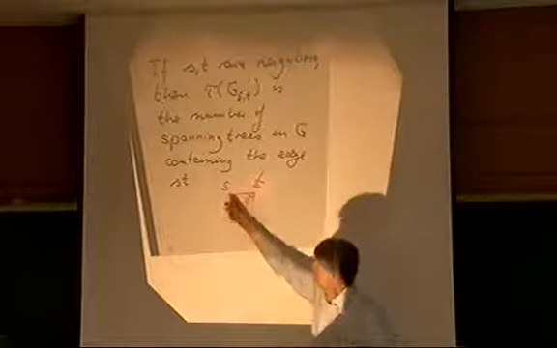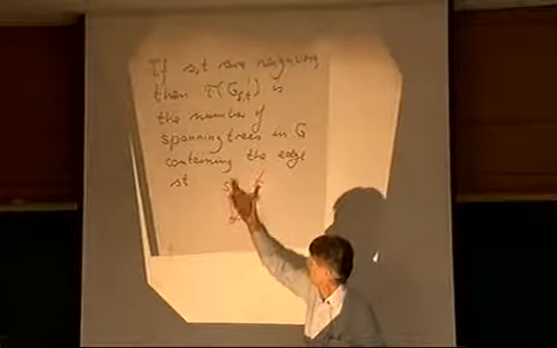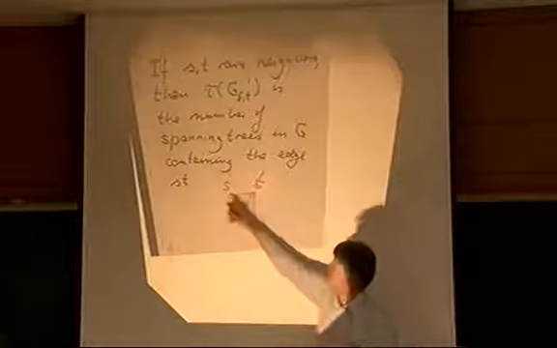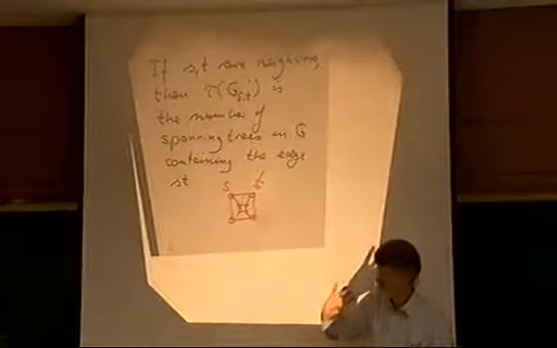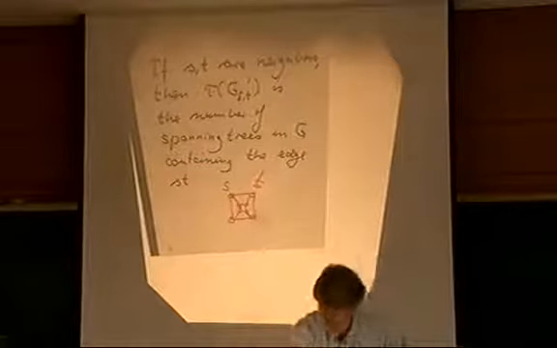If you have a spanning tree and you identify these two neighboring vertices S and T, then a spanning tree in the smaller graph is simply the same as a spanning tree in the big graph containing this edge. That's not so hard to see. Now this becomes very pretty in some special cases.